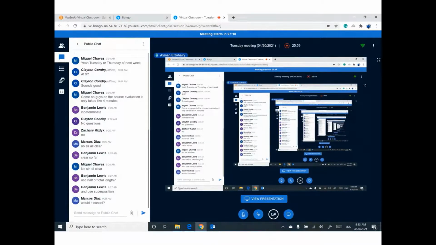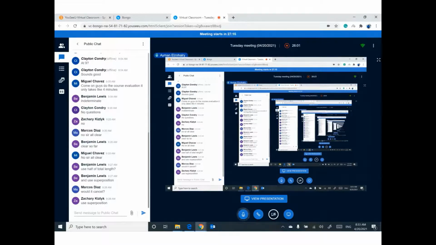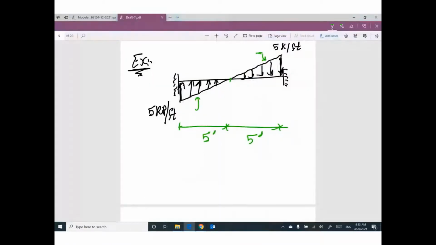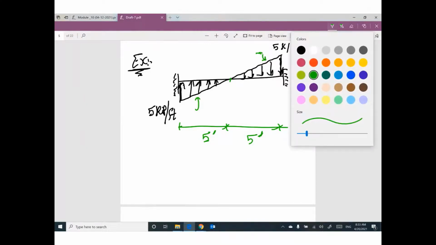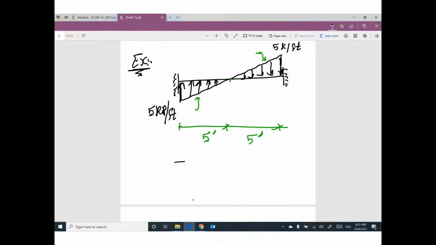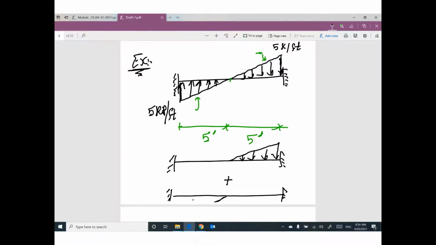Okay, superposition. If I'm using superposition, I agree with you. They cannot cancel each other because they are not at the same location. So if you are using superposition, right now we have this triangle alone plus this triangle alone.